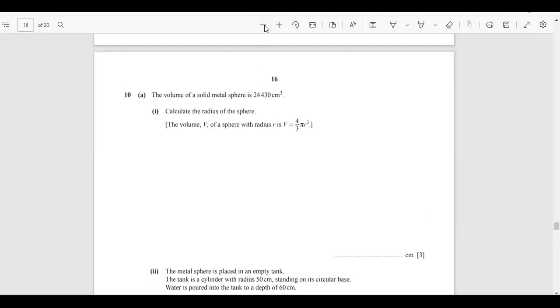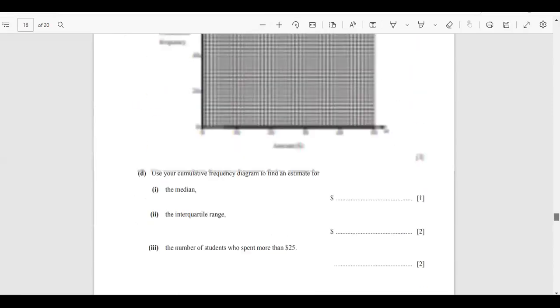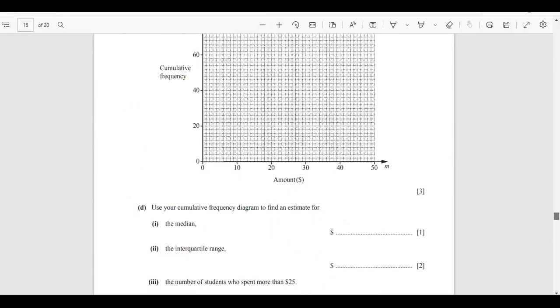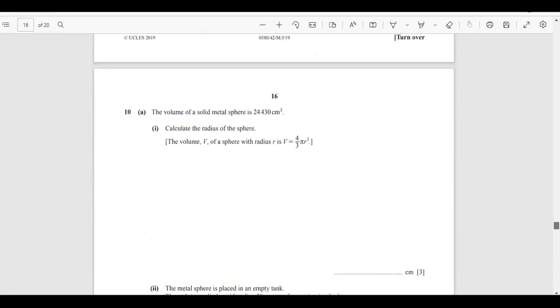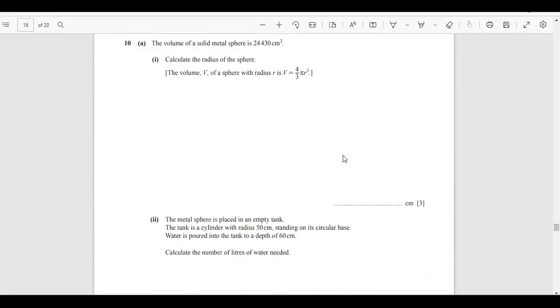Right. So this was the paper we were talking about, and we did the six. This was the last question which we did yesterday. So the next part is this one. It's question number 10. Let's do it.